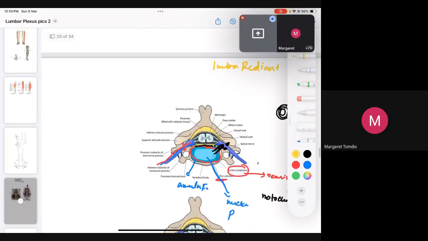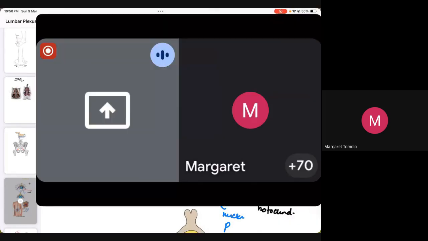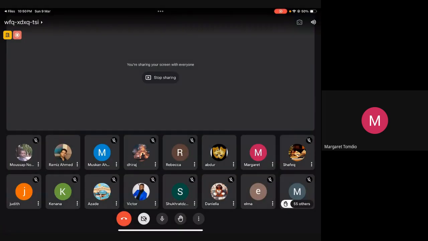So our next topic of discussion would be radiculopathy. We already did radiculopathy in really great detail. So please raise your hands. Okay, Dr. Kenana is going to tell us what radiculopathy is.